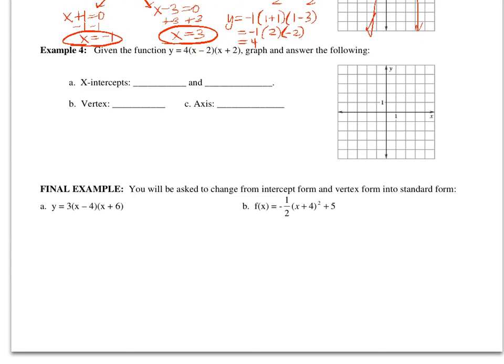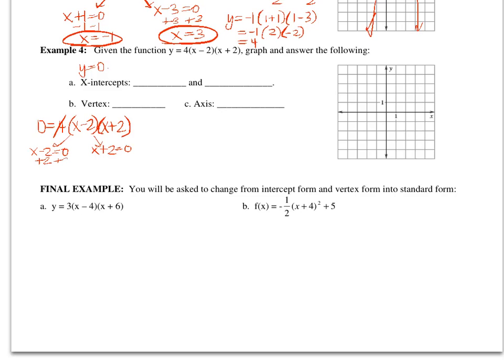All right, so here we go. 4 times x minus 2 and x plus 2. In order to find the x-intercepts, don't forget you make y 0. So 0 equals 4 times x minus 2 and x plus 2. This 4 in this case doesn't matter because I'm just setting each piece equal to 0. So I have x minus 2 equals 0 and x plus 2 equals 0.